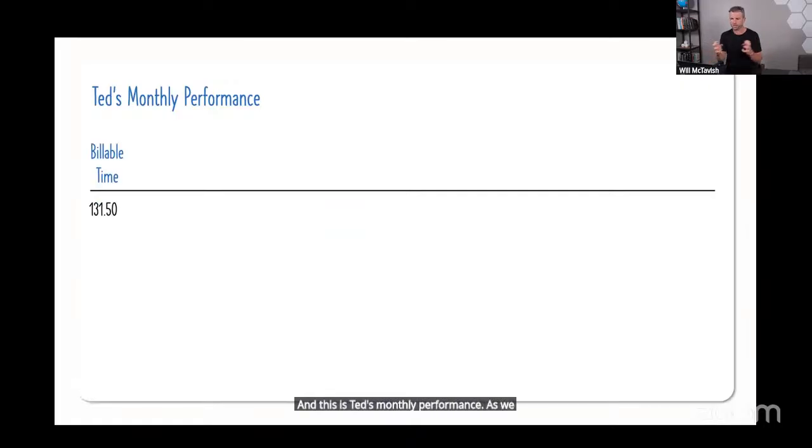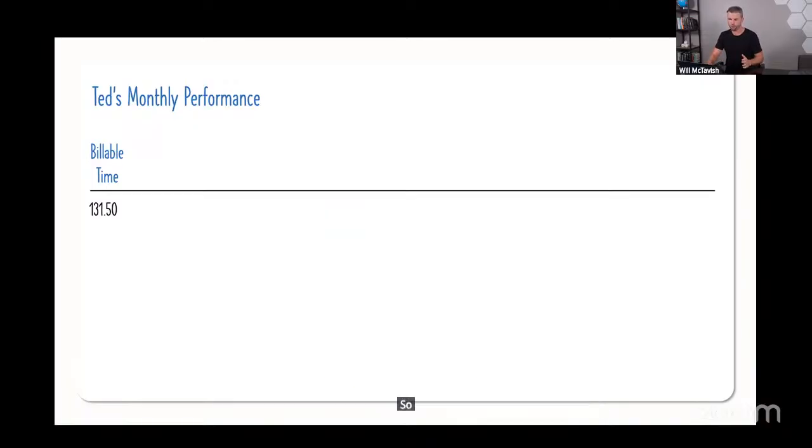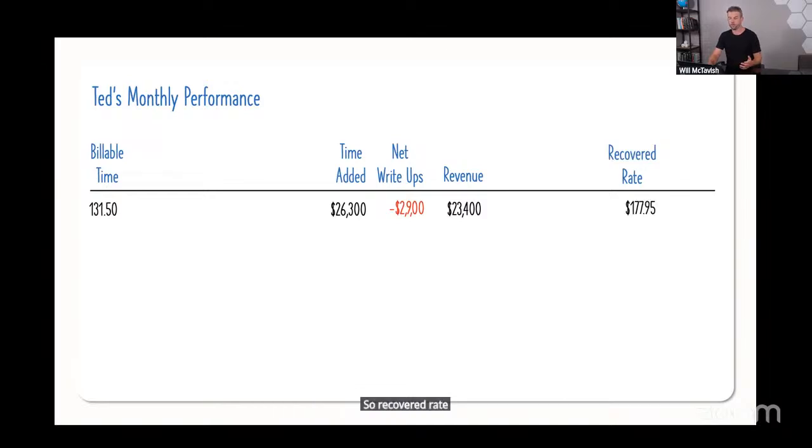As we're starting to bring everything together now, productivity and revenue and recoverability all into the same report. So billable time was TED's billable time for the month. That's the value of work that he's done. We've got our net write-ups, which we recognize from our previous page. The revenue is our time added less net write-ups. So recovered rate is 177.95. That is the rate that TED recovered for the month.